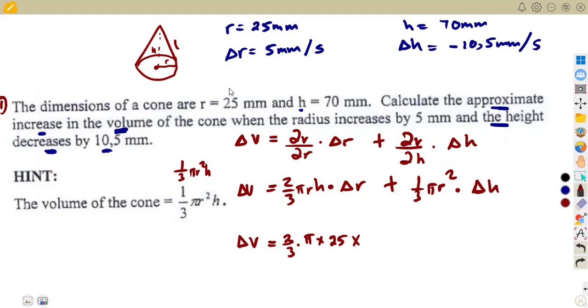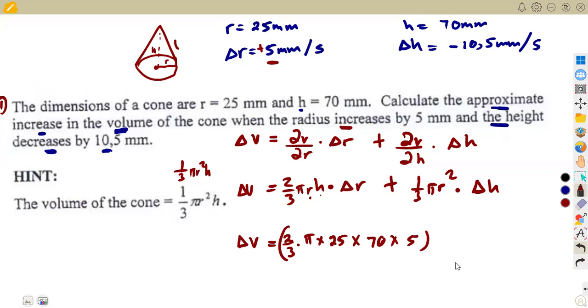So you have to consider what you are given in that case, right? So we have got R, then H. R here is 25, then H is 70. Then the change in the radius, we said it's 5, and it's positive. Remember, the radius increases, so if it is increasing, it's positive. So that's times 5, like this.